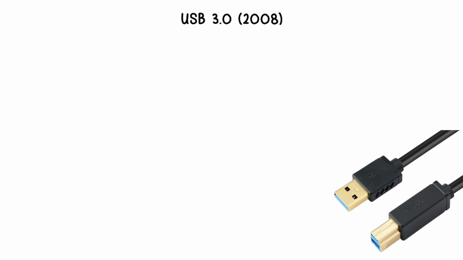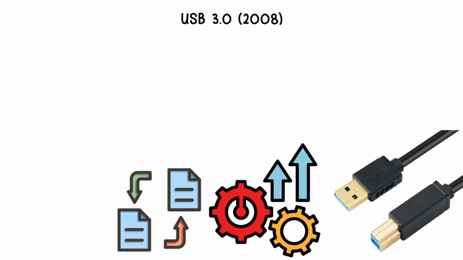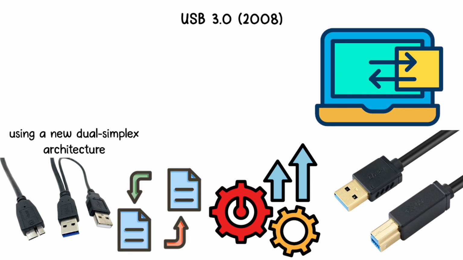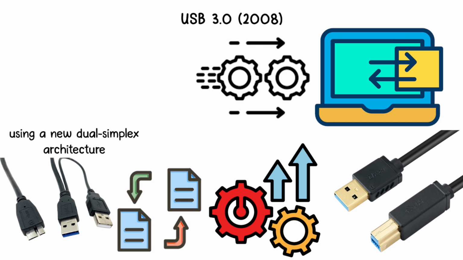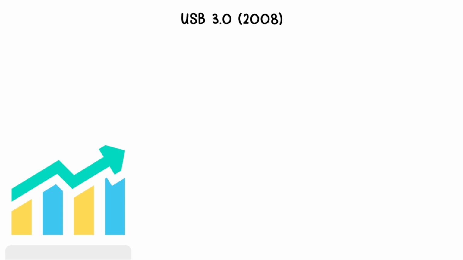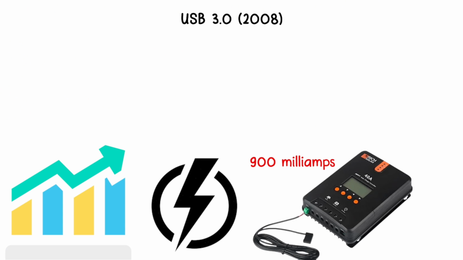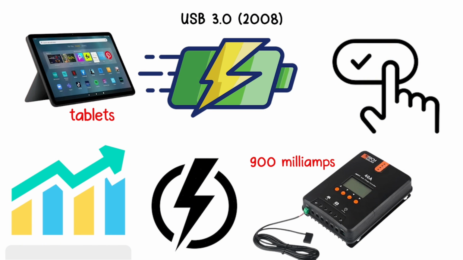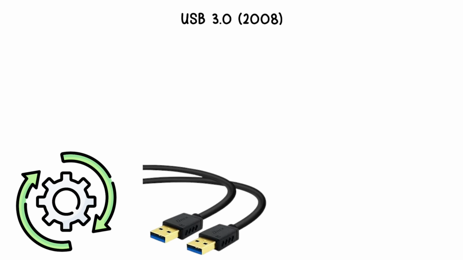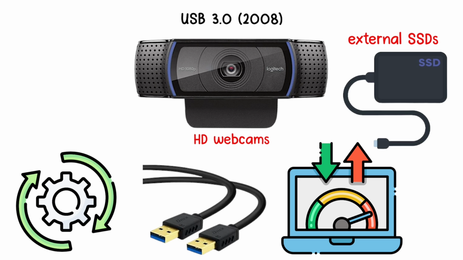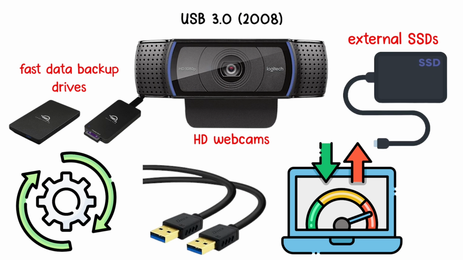USB 3.0 included improvements in data transfer efficiency, using a new dual-simplex architecture which allows data to flow in both directions simultaneously, rather than alternating as in previous USB versions. The standard also increased power output to 900 milliamps, enabling faster charging for larger devices like tablets. These changes made USB 3.0 ideal for high-bandwidth applications such as external SSDs, HD webcams, and fast data backup drives.